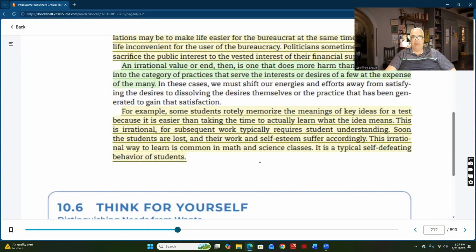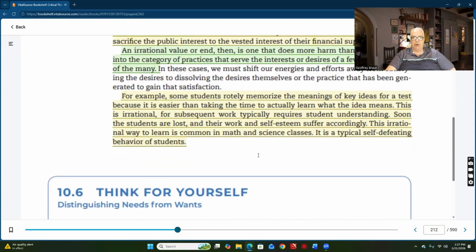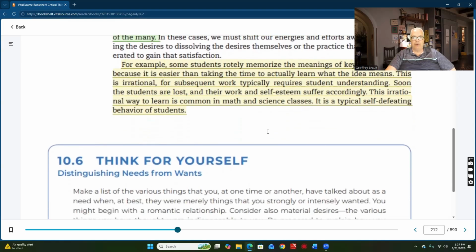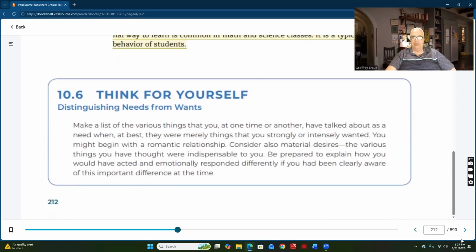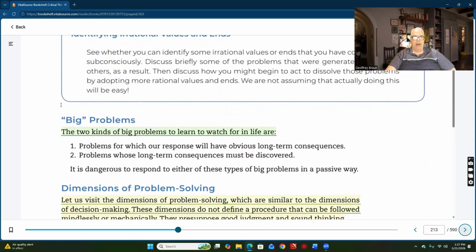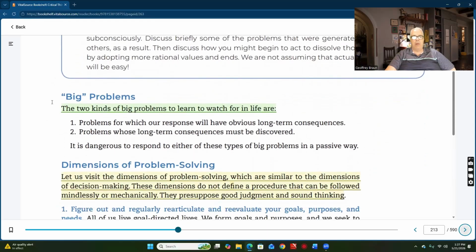So if you're just memorizing stuff and passing a test and purging what you've learned and forgetting it, never mind trying to connect it in the future to what it needs to be connected to, then your whole education is a sham, right? Big problems, two kinds, here we go.